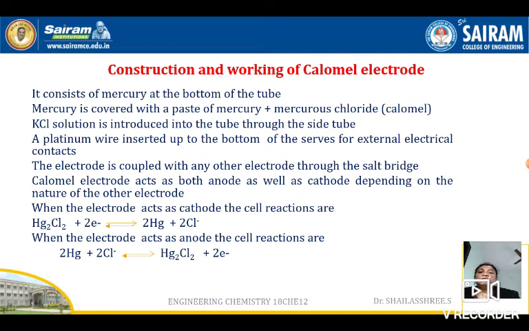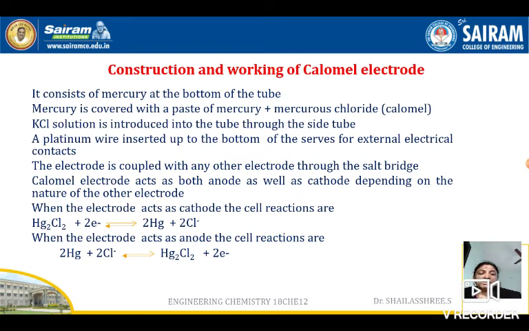The calomel electrode consists of mercury at the bottom of the tube, and the mercury is covered with a paste of mercury and mercurous chloride. The commercial name of mercurous chloride is calomel, so the electrode is called a calomel electrode. The KCl solution is introduced into the tube through the side tube. A platinum wire is inserted up to the bottom of the electrode and serves for external electrical contacts.